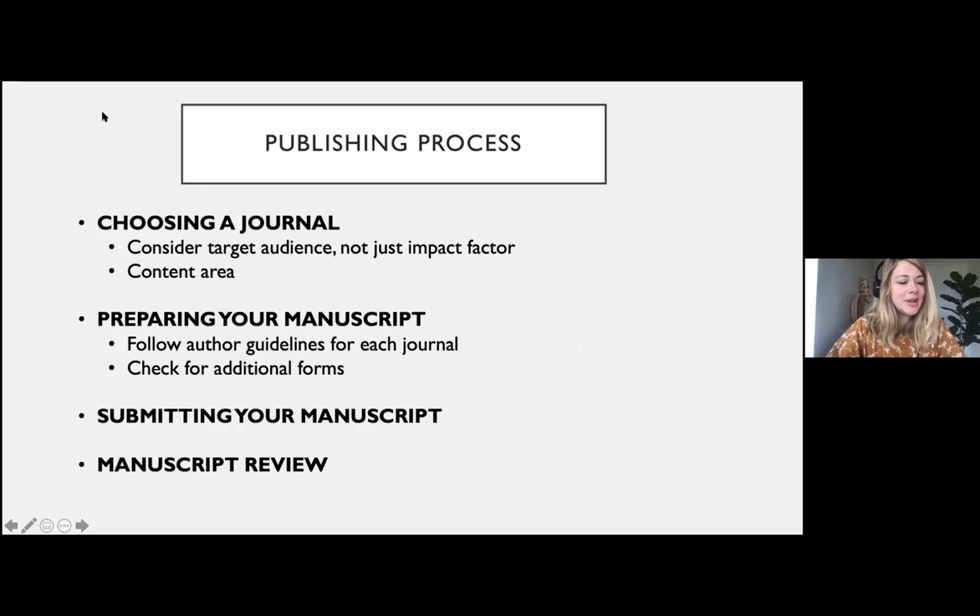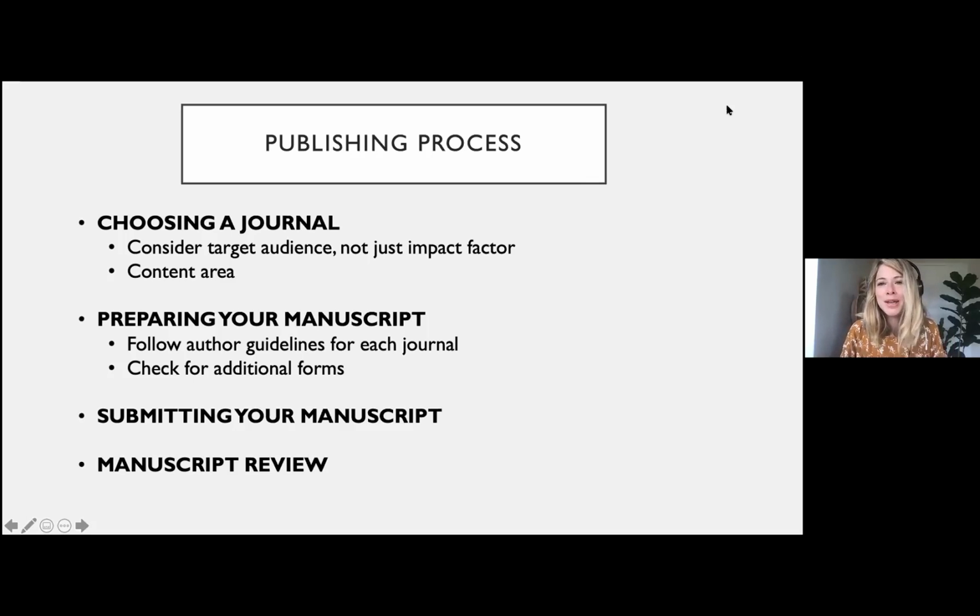And then really quickly, I know we only have like 1 minute, just about the publishing process. When you're choosing a journal, because I mentioned I'm an associate editor of 2 journals, consider the target audience. Who do you want to read your paper? Not just what's the best impact factor journal in your field, but who do you want to read your paper? And is it in the content area of the journal? That's the most important thing.